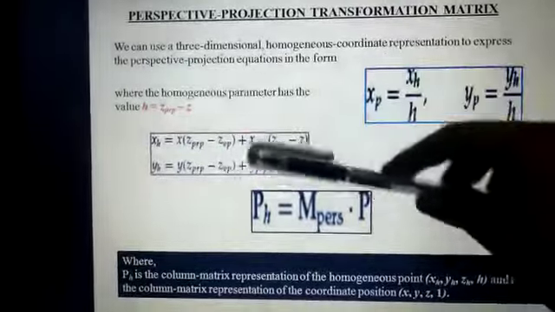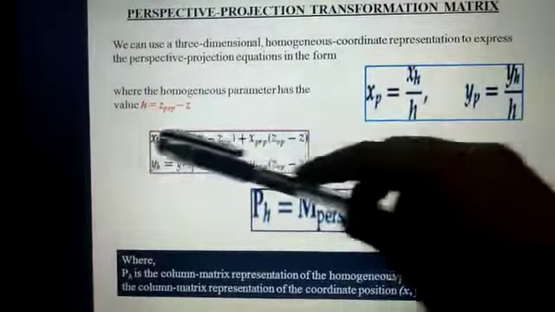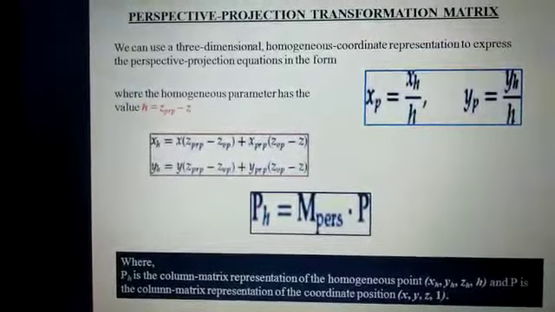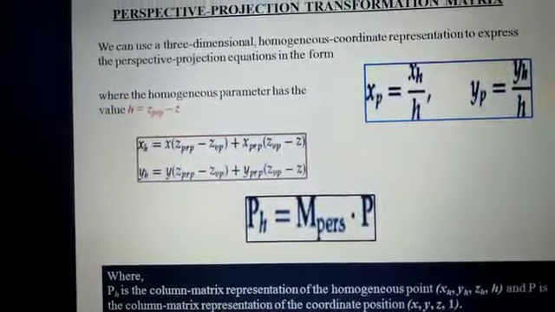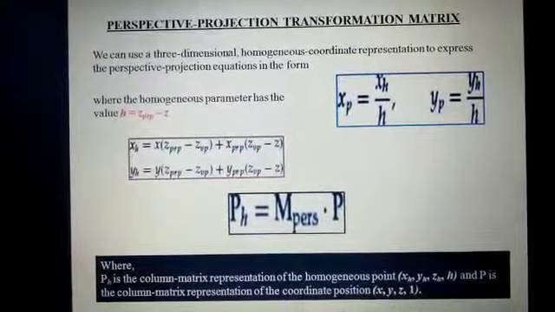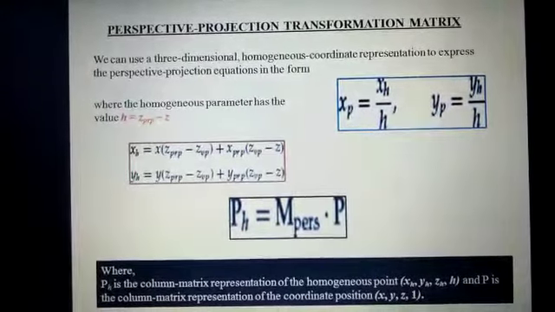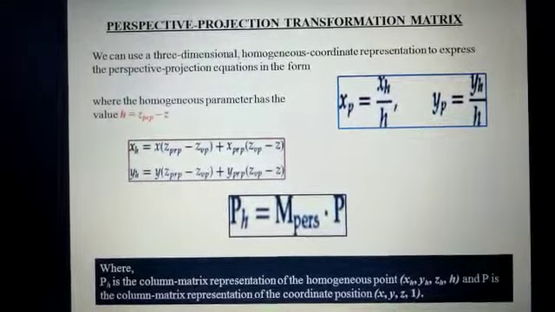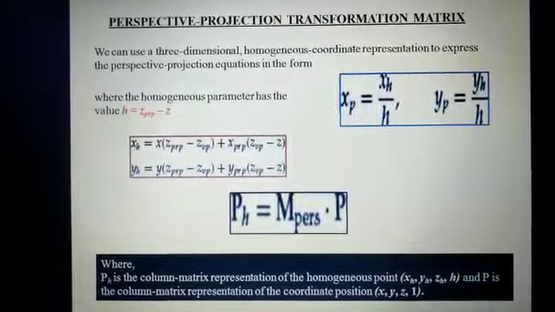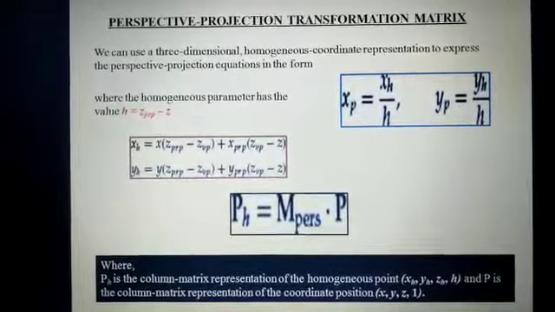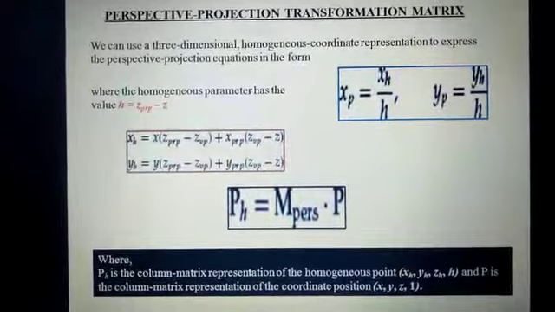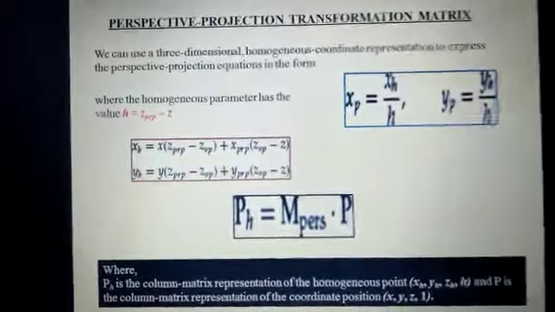Therefore, if we include this, we can come to the conclusion xh is equal to this and yh is equal to this. The perspective projection transformation of a viewing coordinate position is then accomplished in two steps. First, we calculate the homogeneous coordinate using the perspective transformation matrix. Second, after the other processes have been applied, such as normalization transformation and clipping routines, homogeneous coordinates are divided by parameter h to obtain the true transformation coordinate position.